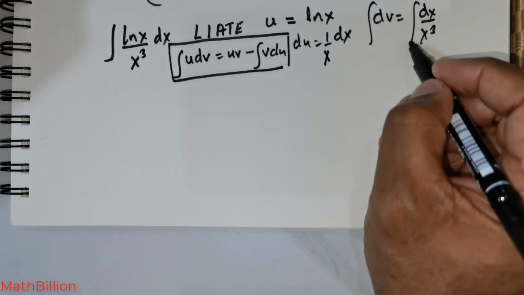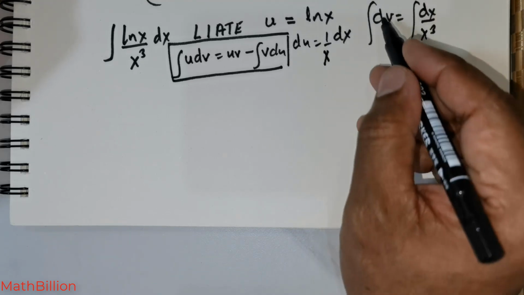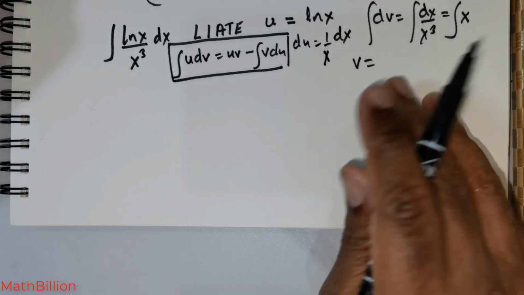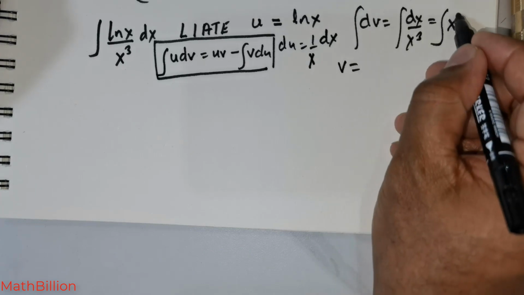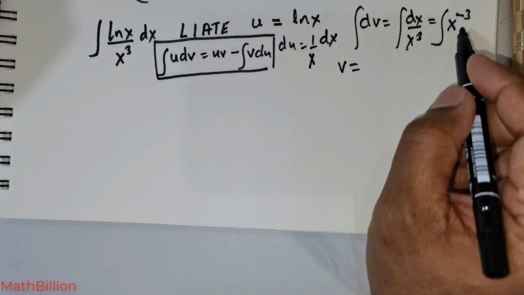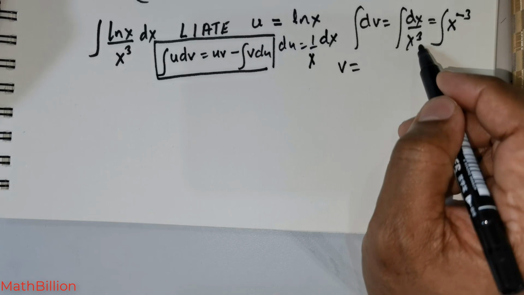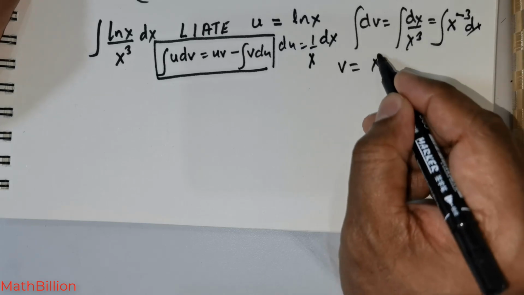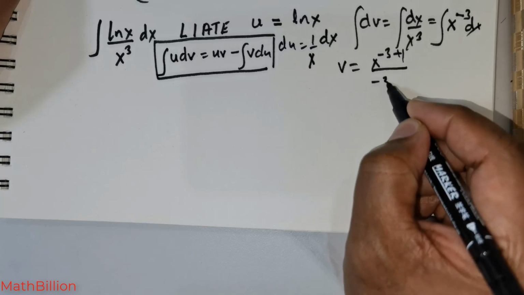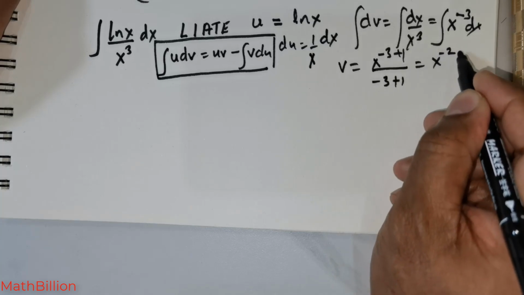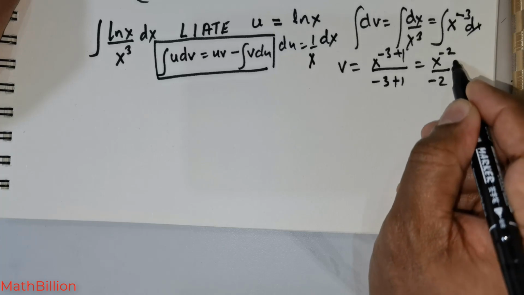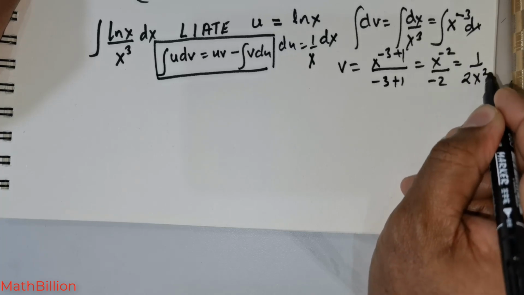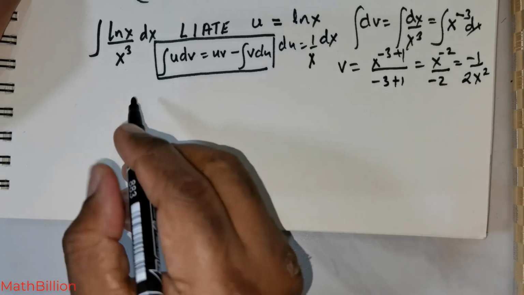Now we integrate both sides, so the integral of dv is going to be v. This integration is done as follows: push x to the power of 3 to the numerator, and you get x to the power of, the sign will get changed, right? Positive 3 becomes negative 3, times dx. So if you integrate, this is going to be negative 3 plus 1 divided by negative 3 plus 1, which is nothing but x raised to the power of negative 2 divided by negative 2, which is equal to, you push this down, 1 over 2 times x raised to the power of 2 with a negative sign. So that's my v.